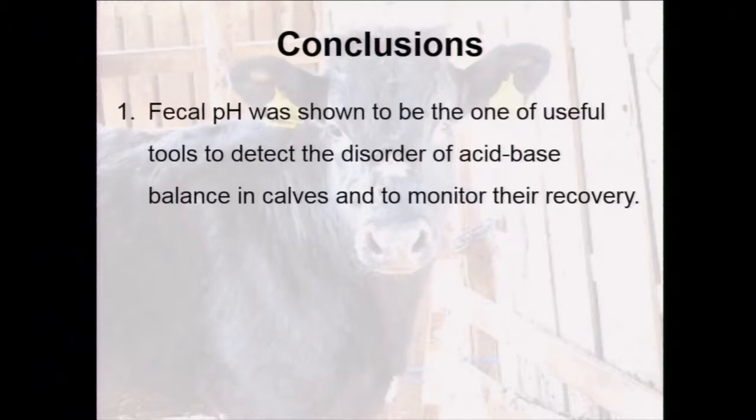In conclusion, we provide supportive evidence that fecal pH correlated with blood pH, bicarbonate ion, and base excess. And the differences before and after treatment were also correlated. From this result, we conclude that fecal pH detects the disorder of acid-base balance related to diarrhea in calves, and it is also useful to monitor their recovery from the disorder.